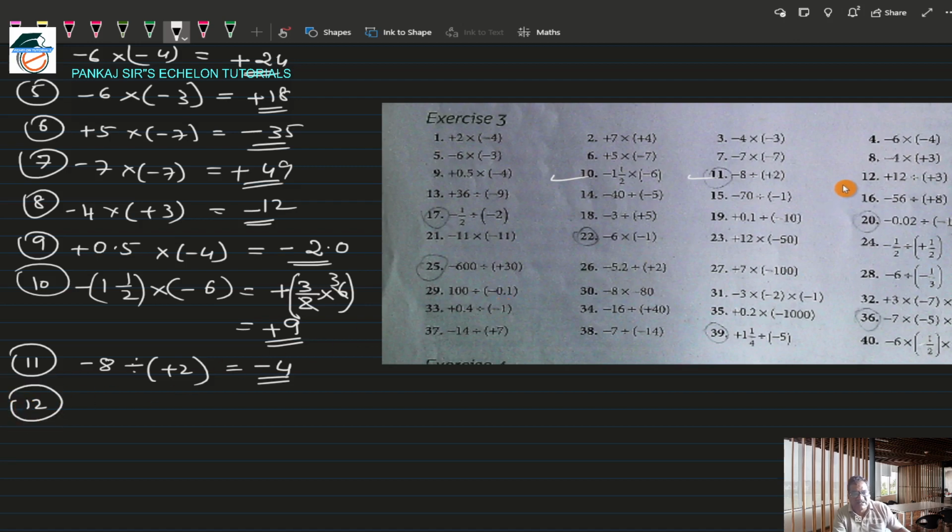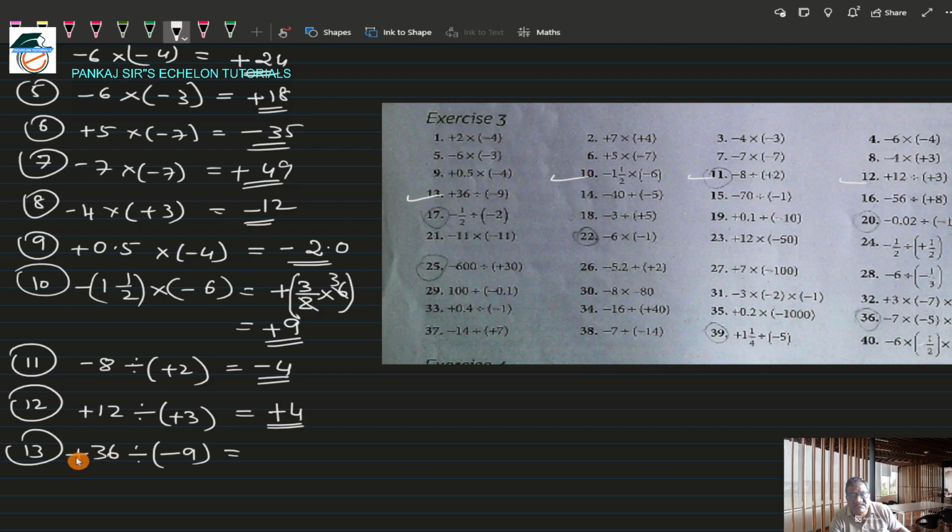12th one. 12th says that you have a plus 12 and you have a division sign and then you have a plus 3, right? Okay. Now plus divided by a plus is always a plus and 12 divided by 3 is always 4. So plus 4 is the answer. Okay. For the 12th one. Now 13th. 13th is this one. It is plus 36 divided by a minus 9. Okay. Now plus divided by minus will always be minus and 36 divided by 9 will be 4. So answer will be minus 4.